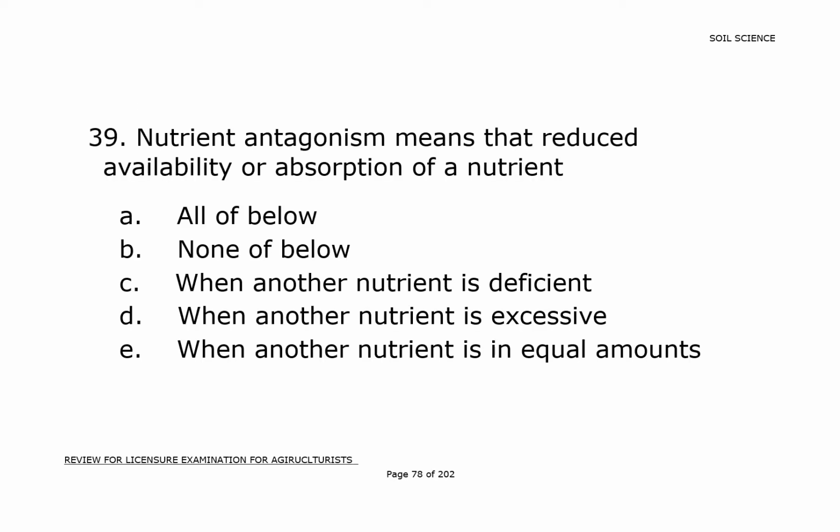Number 39. Nutrient antagonism means that reduced availability or absorption of a nutrient occurs A. All of below. B. None of below. C. When another nutrient is deficient. D. When another nutrient is excessive. Or E. When another nutrient is in equal amounts. The answer is when another nutrient is excessive.